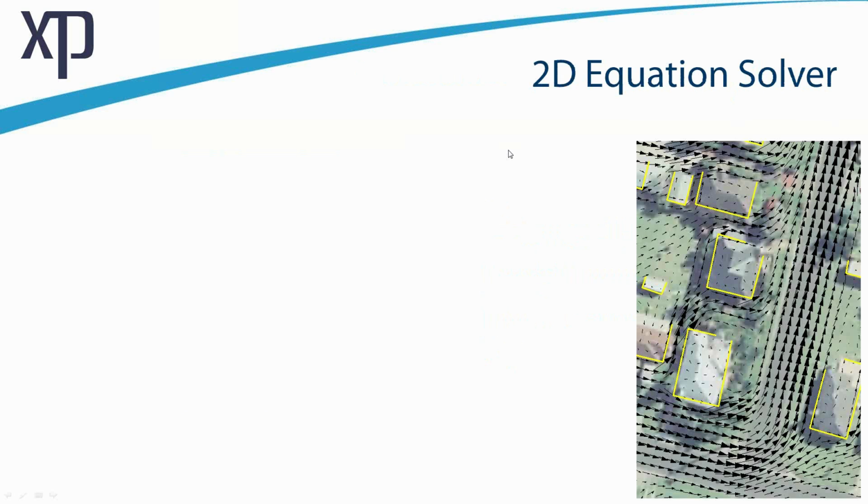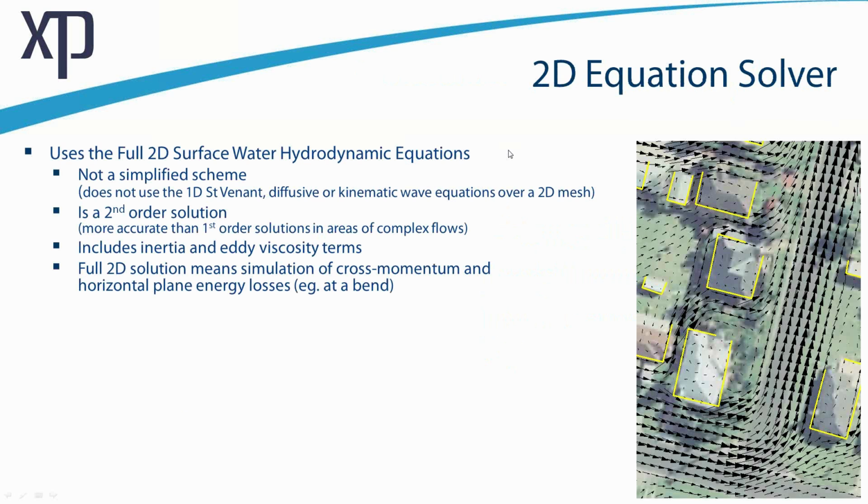Firstly, I just wanted to give you a bit of an overview of the 2D solver that is used in XP2D. Importantly, it solves the full 2D surface water hydrodynamic equations, and it's not a simplified scheme where some schemes just take the 1D equations or diffusive or kinematic equations over a 2D mesh. This is actually solving the full 2D equations.